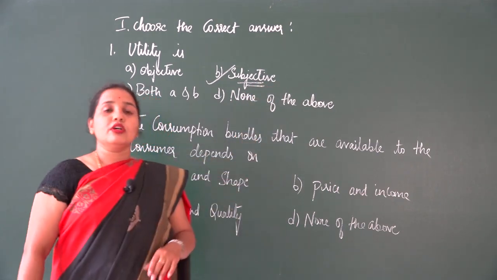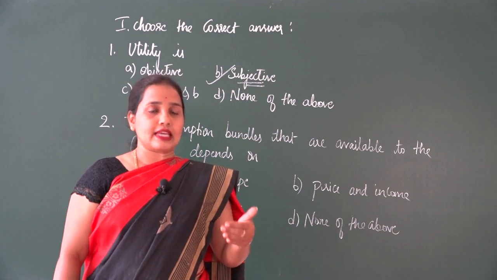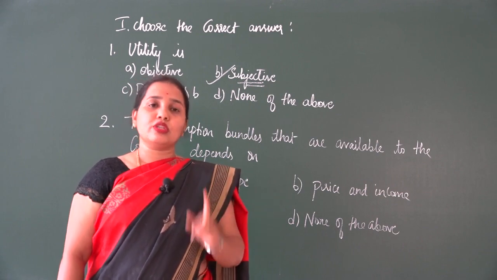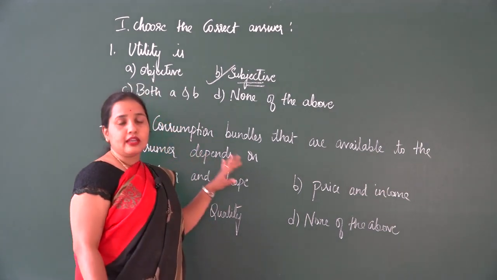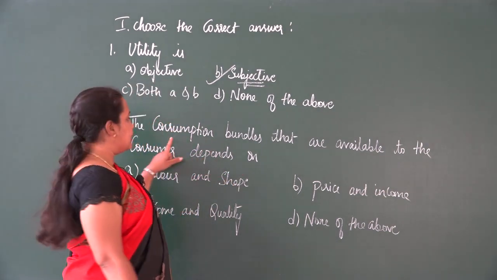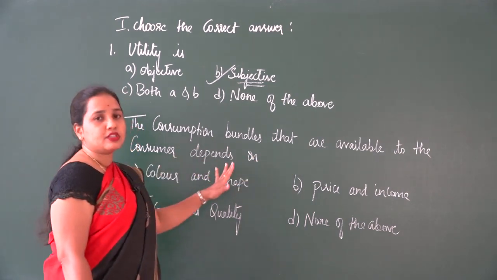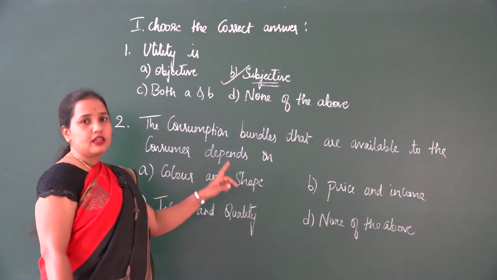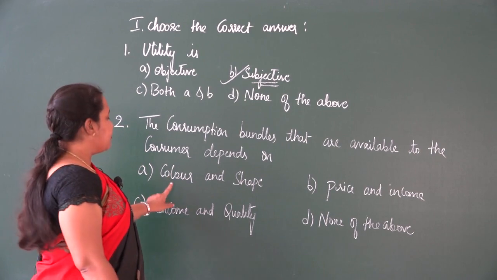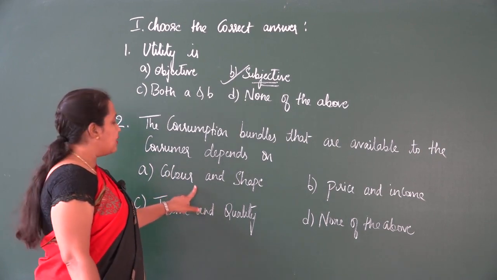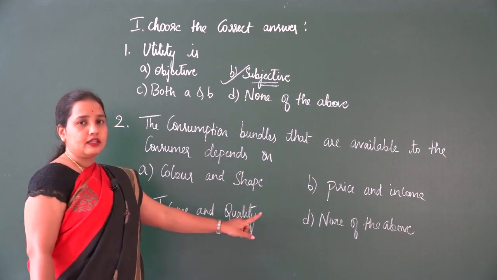As I told you, utility differs from one person to another. It is not the same for all individuals. So, you need to answer utility is subjective. The second question that you can expect from this unit is: the consumption bundles that are available to the consumer depend on. The 4 options given are color and shape, price and income, income and quality, none of the above.